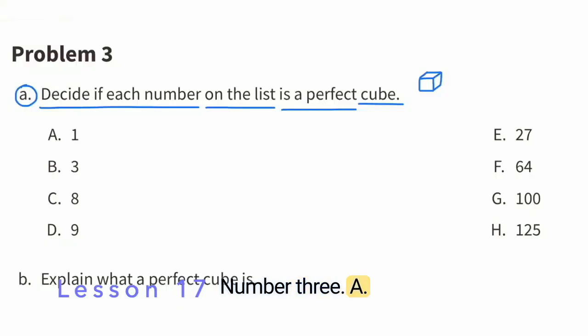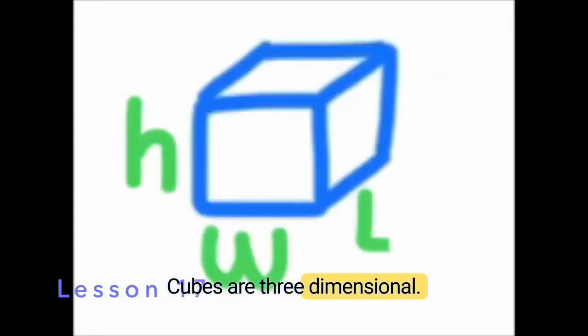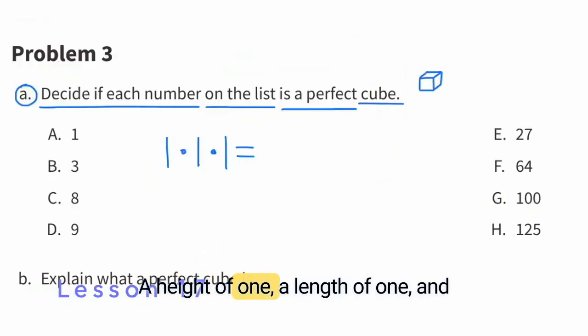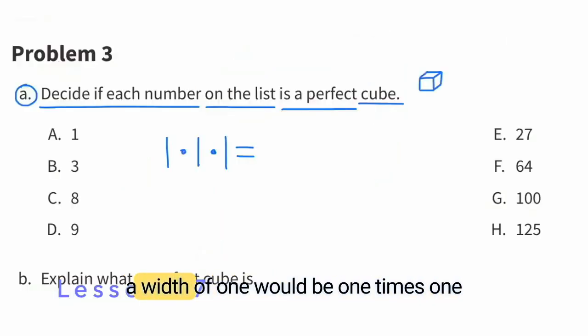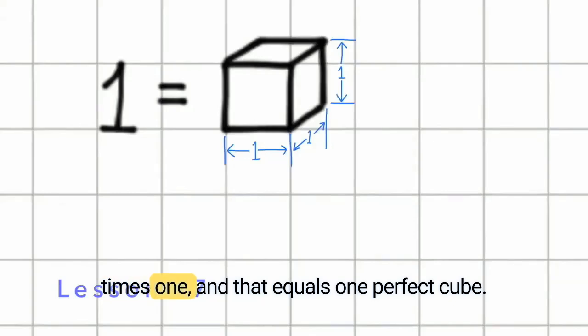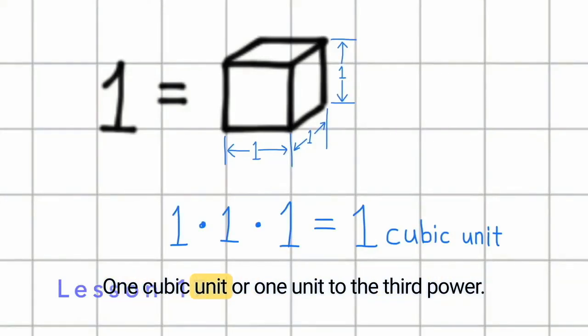Number 3. A. Decide if each number on the list is a perfect cube. Cubes are 3-dimensional. They have a height, a width, and a length. A height of 1, a length of 1, and a width of 1 would be 1 times 1 times 1, and that equals 1 perfect cube. 1 cubic unit, or 1 unit to the 3rd power.